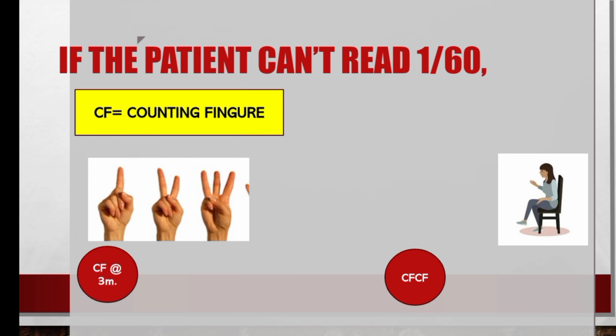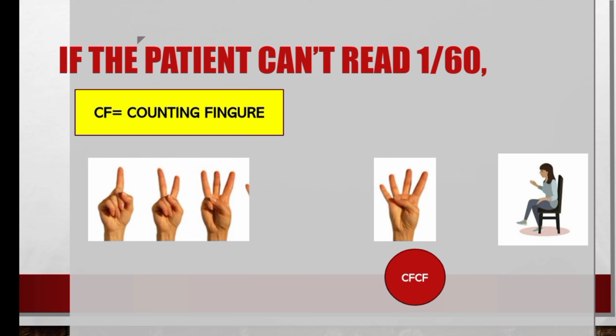If the patient can answer correctly, then we record counting fingers, or CF, at 3 meters. If the patient cannot answer, then we decrease the distance to 2 meters. And if the patient cannot answer, then we decrease the distance to 1 meter. If the patient still cannot answer correctly at 1 meter, we need to place the fingers very close to the patient's face, also recorded as CF, meaning counting fingers close to face.